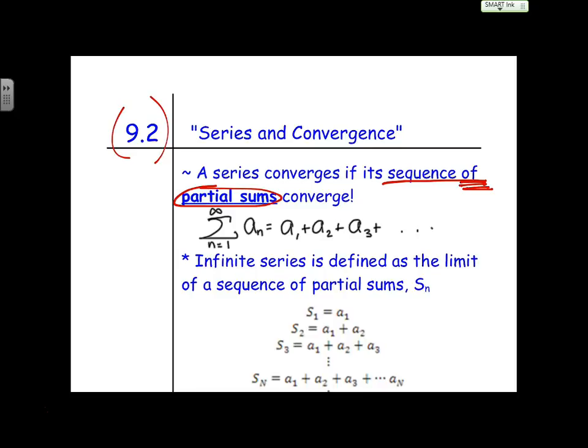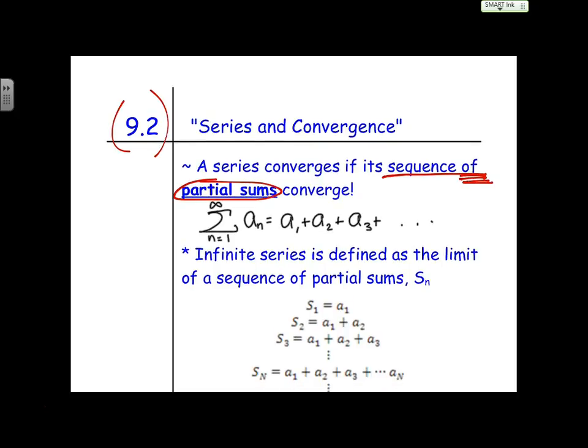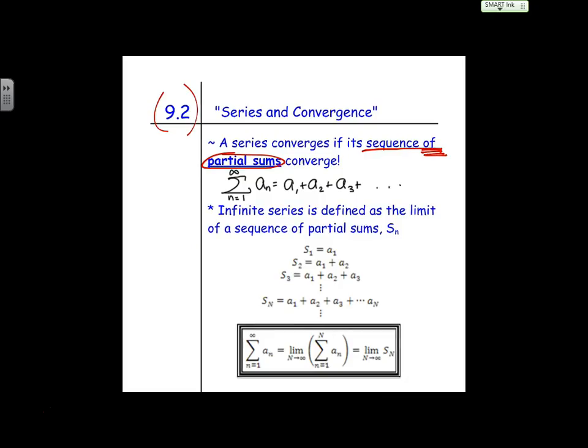What do I mean by partial sums? What you see right there is the sum from n equals 1 to infinity. That kind of sounds like bounds of an integral, right? The sum, that's what sigma denotes or signifies. From n equals 1, I'm just reading it to you, to infinity of a sub n. This is the entire infinite series, okay?